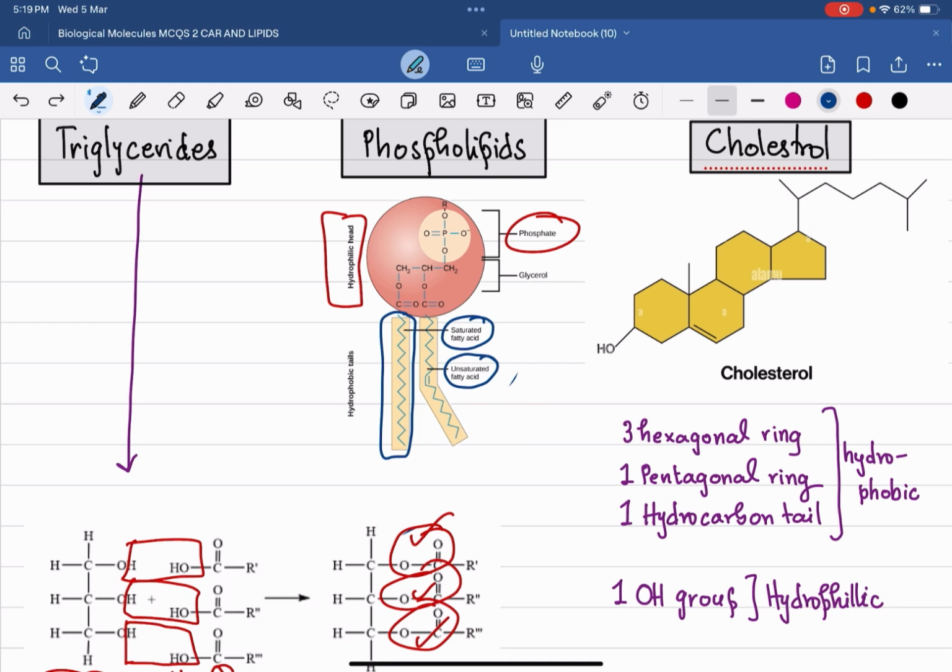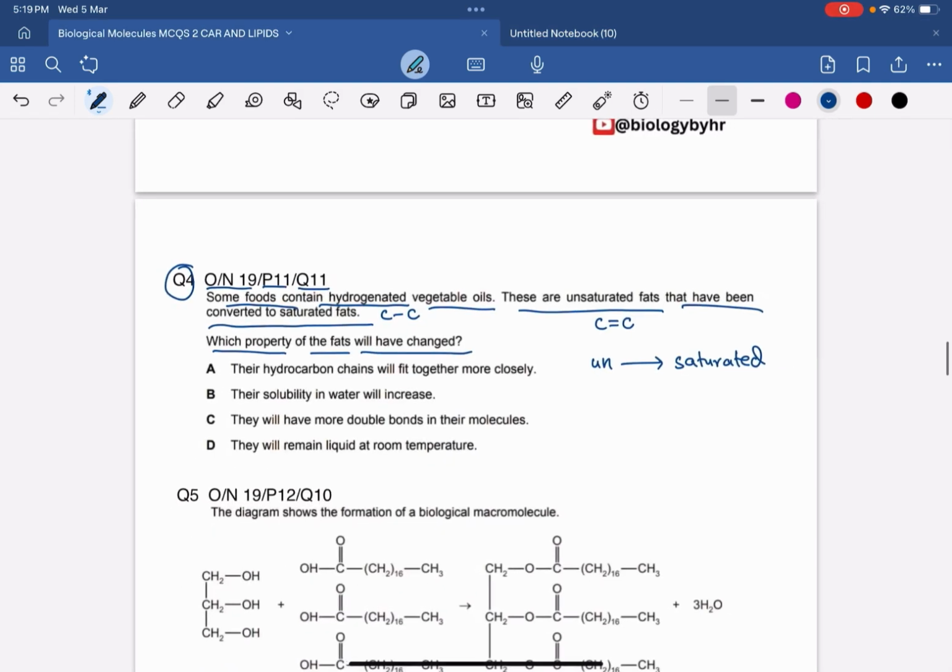And because of that carbon-carbon double bond, you can see that there is a kink in the tail, right? What is the kink? It is basically the bending of the tail in another direction. So this is known as the kink. Because of the unsaturation of the fatty acids, a kink has developed, right? So they are asking which property of the fats will have changed.